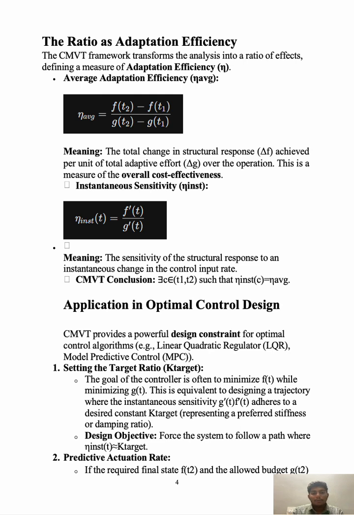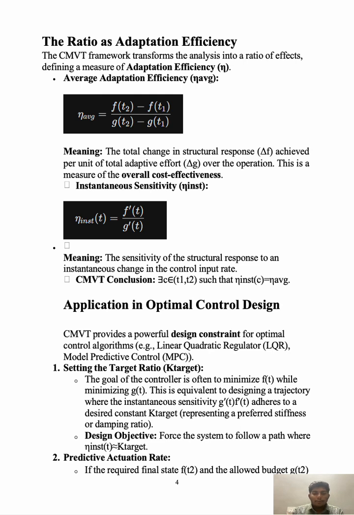CMVT provides a powerful design constraint for optimal control algorithms like linear quadratic regulation and model predictive control. The first one is setting the target ratio. The goal of control is often to minimize f of t while minimizing g of t. This is equivalent to designing a trajectory wherein the instantaneous sensitivity, f dash of t over g dash of t, adheres to a desired constant, k target.